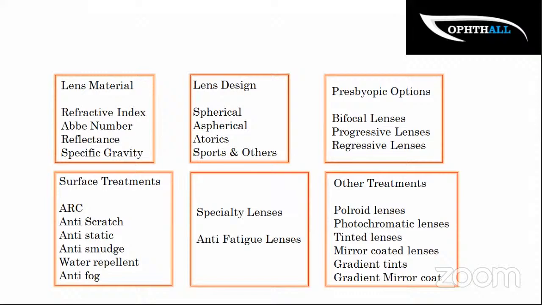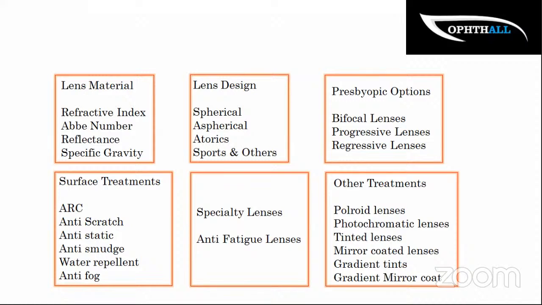Atorics are nothing but the meridional aspheric lenses only. They are sometimes also called advanced aspheric lenses. Then we have sports lenses, which are high curve lenses, specially designed and surfaced to fit in wrap frames. And then any complicated designs can be made, which may not be possible to define in such simple terms.